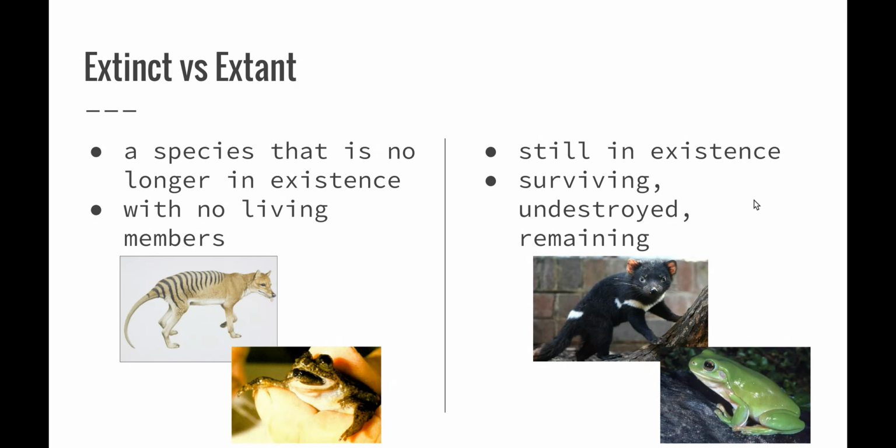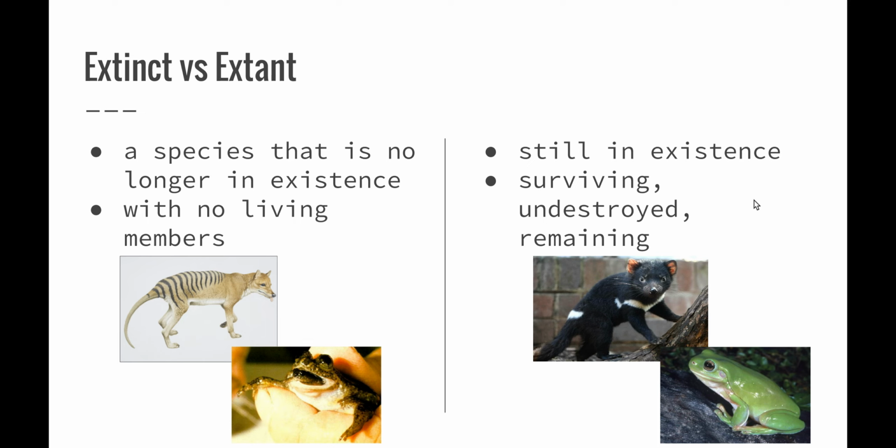An extinct species is one that is no longer in existence, with no living members. An Australian example of this is obviously the Tasmanian tiger, a species of carnivorous dog-type animal that became extinct quite some time ago in Tasmania. Another example is the gastric brooding frog, which is in that second image.